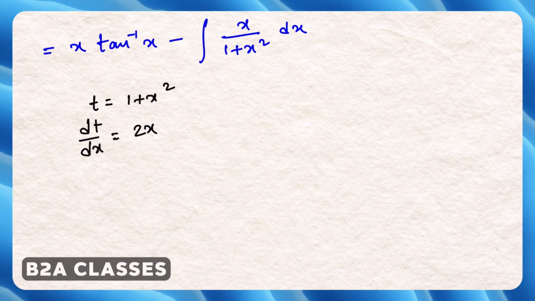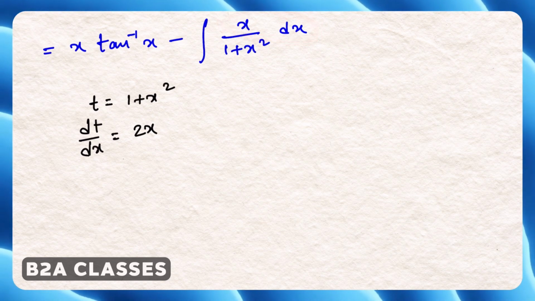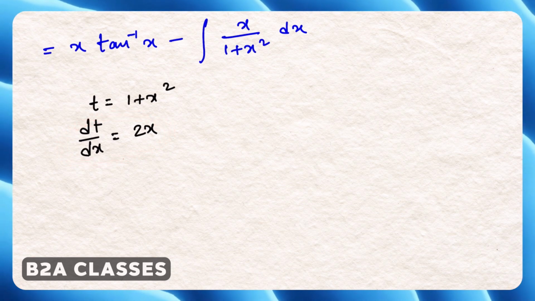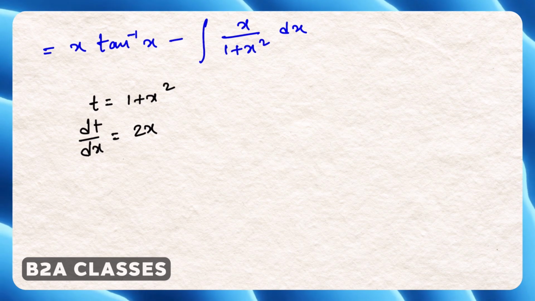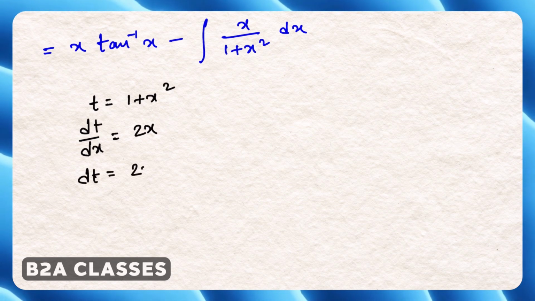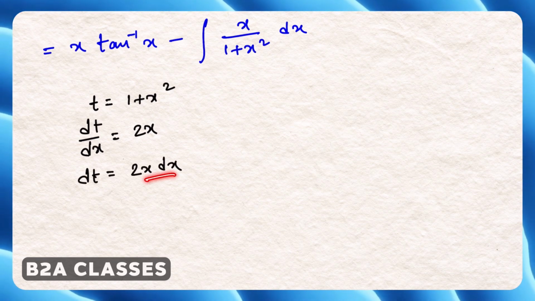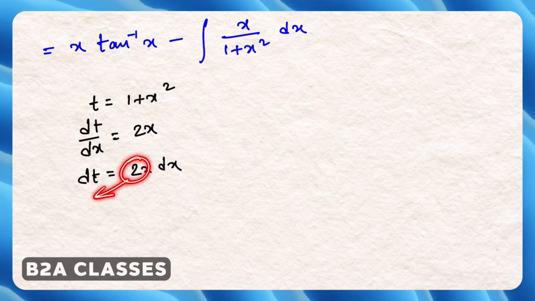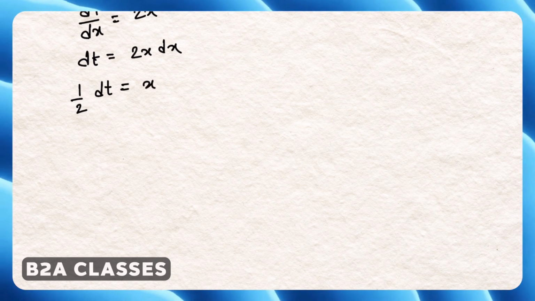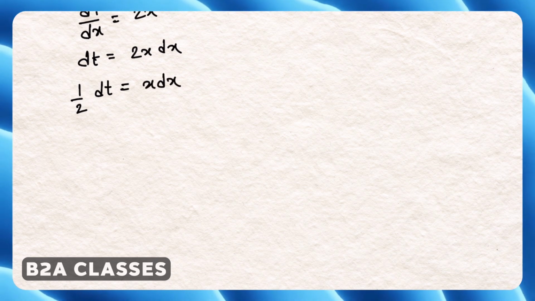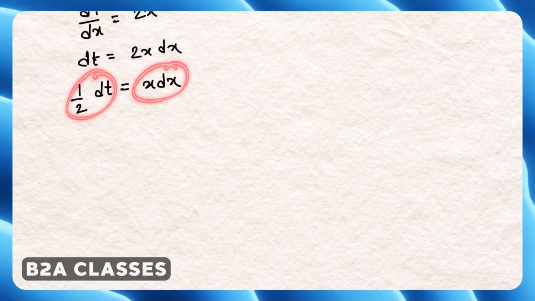From here I can find x dx, क्योंकि यहाँ पे already x dx है, and I can get x dx from here. So यहाँ पे जो dx है इसको multiply कर सकता, so ये बन जाएगा dt equal to 2x dx, and here I got x dx. अब हम 2 को divide कर सकता, so 1 by 2 dt will be equal to x dx. So we will substitute dt by 2 in place of x dx.